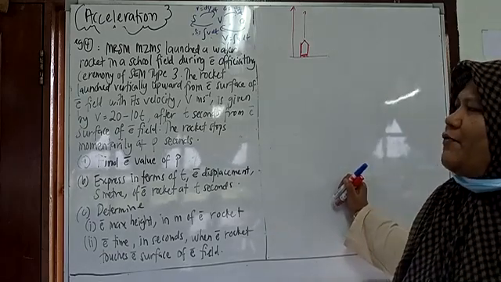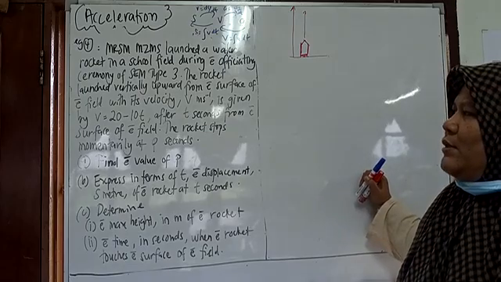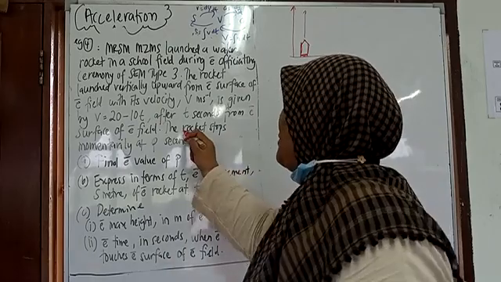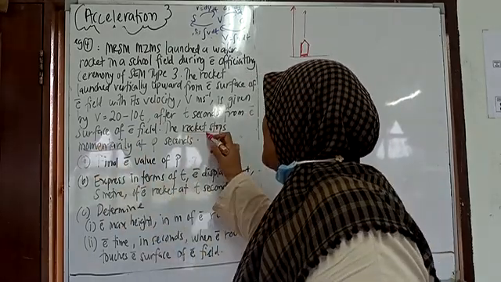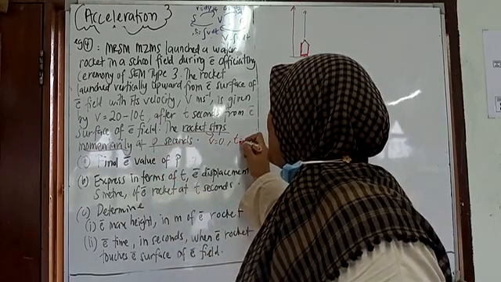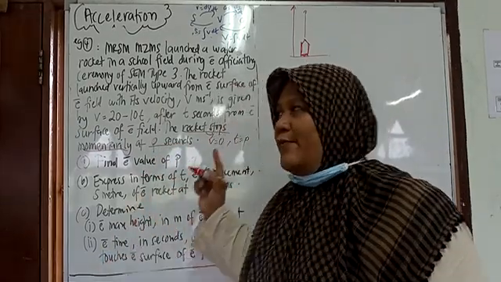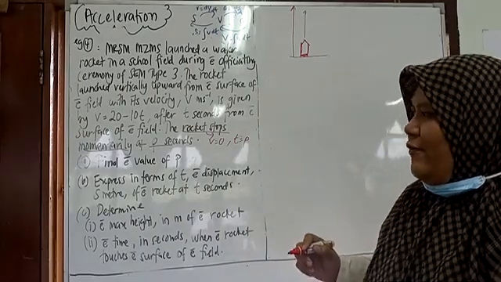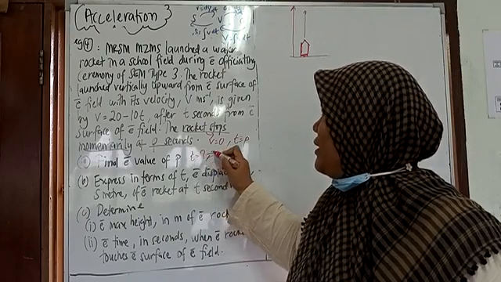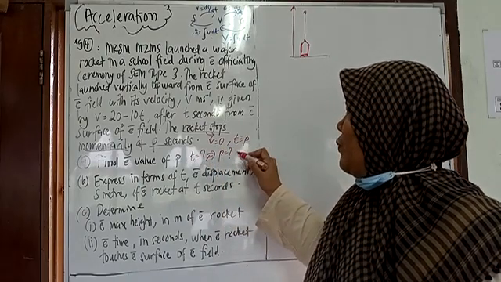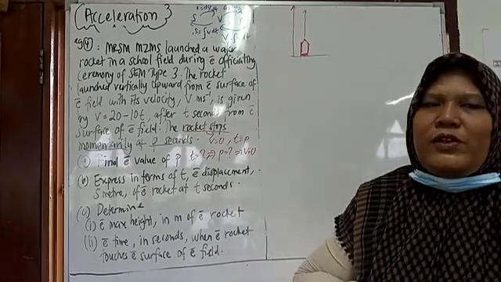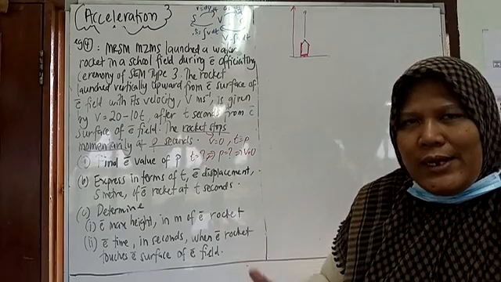After t seconds from the surface of the field, the rocket stops momentarily at p. The rocket stops momentarily, so that means v equals 0 at p seconds, when t equals p. So this is the first information. Find the value of p. So we need to find t equals what, in which p equals what, when v equals 0.